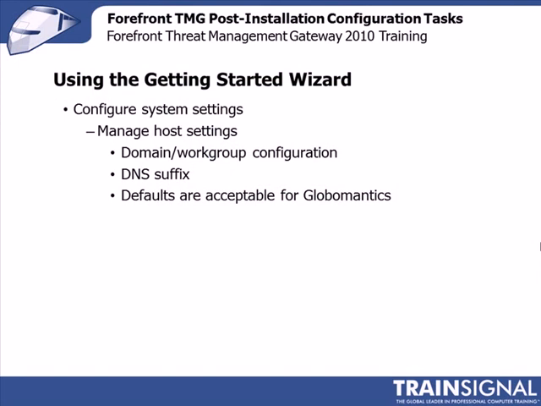Next up is an easy one. There's just a couple of things we've got to choose from on the next stage of the Configure System Settings area, which is to manage some host settings, including if we're going to have a domain or workgroup configuration, which one do we want? And we've talked previously in this course about the fact that GlobalMantics is going to choose to run in a domain configuration, which means the Threat Management Gateway server is joined to the globalmantics.com domain. We then have to specify the DNS suffix we're going to use. But the defaults are pretty much acceptable for GlobalMantics.